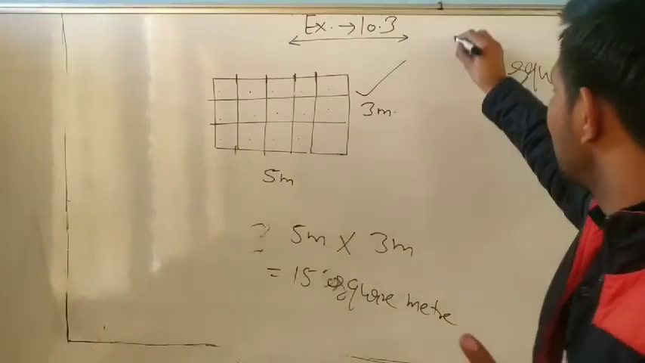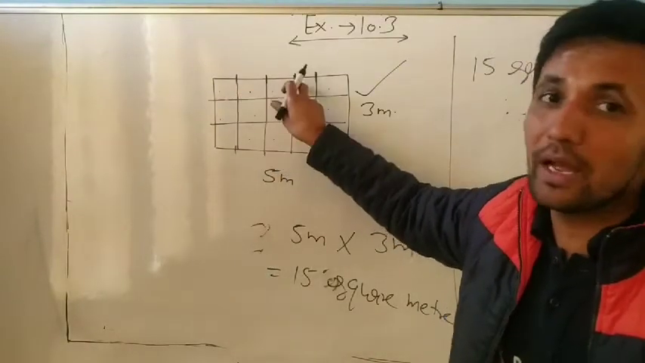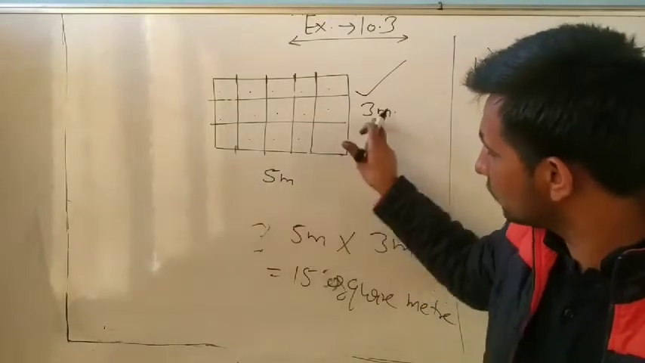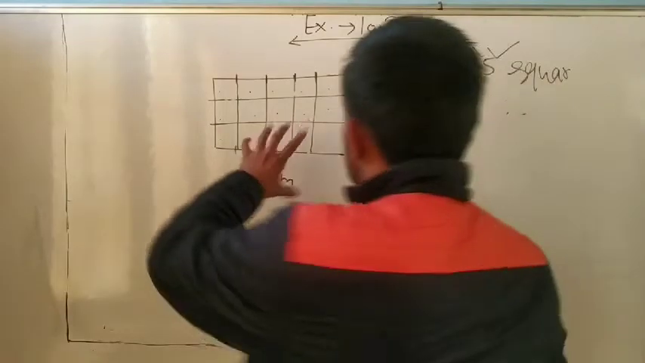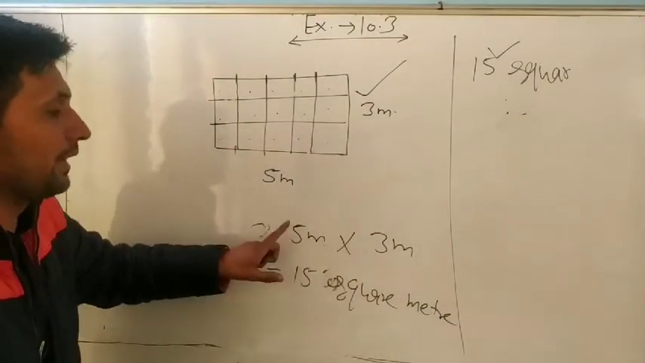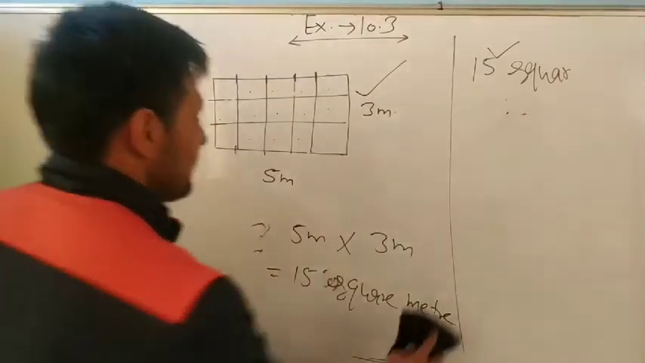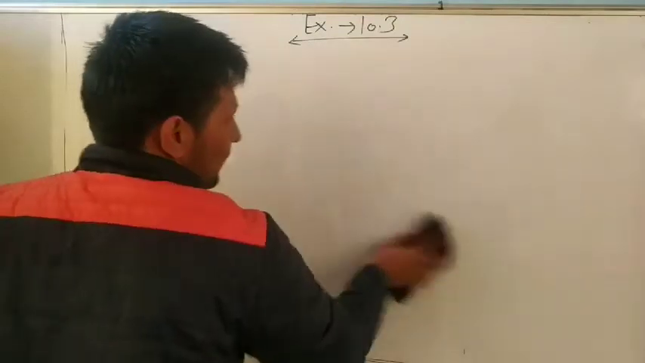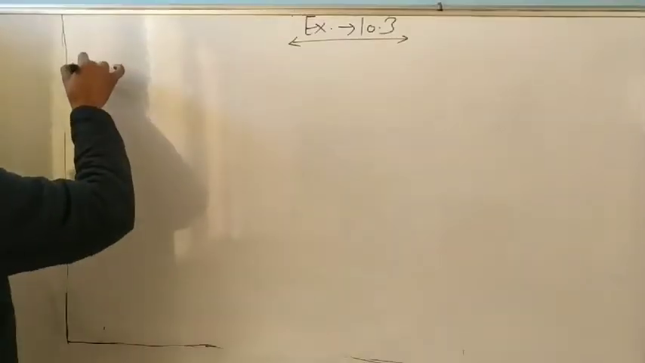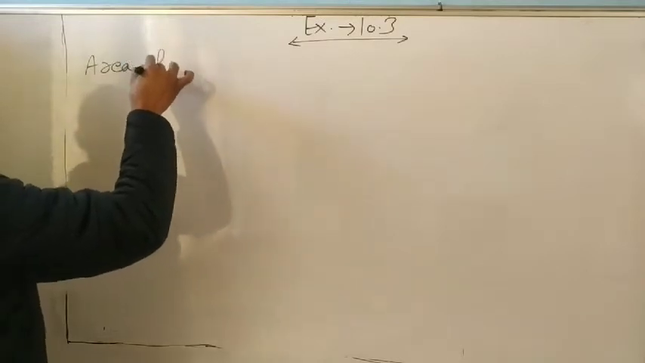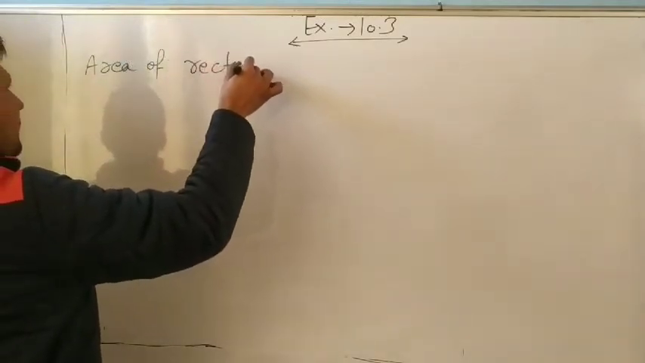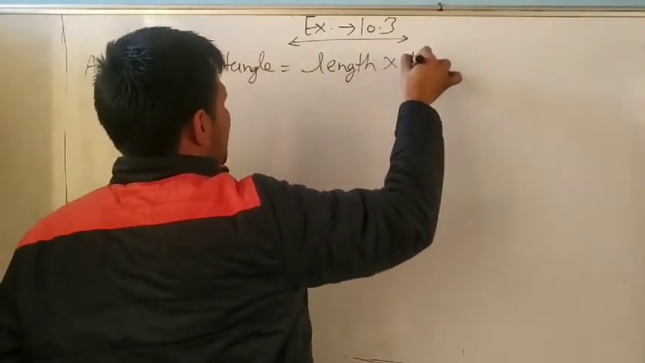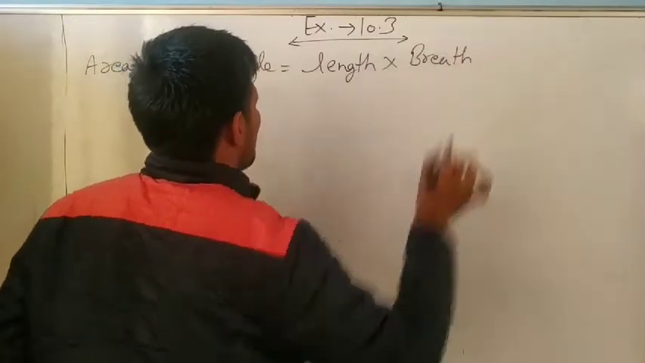We have two methods. Either we can count its squares, and the total is 15. But we observe that when we multiply 5 into 3, it also comes to 15. So its area is always, how will you find? Length into breadth. Understand? So remember this formula always. So write: area of rectangle, always, how will you find? Length multiply breadth. It is the formula.